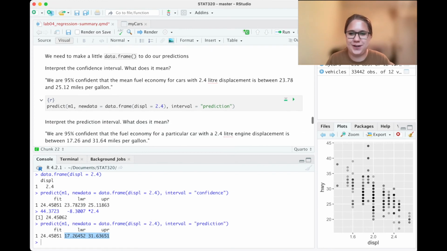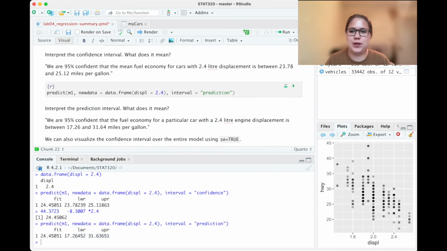It's much wider. And if I want to interpret that, I can say, we're 95% confident that the fuel economy for a particular car with a 2.4 liter engine displacement is between 17.26 and 13.64 miles per gallon.